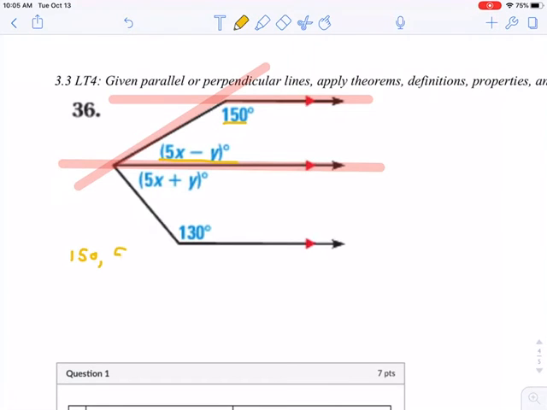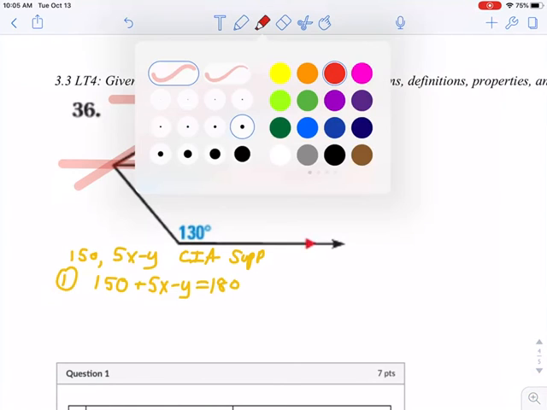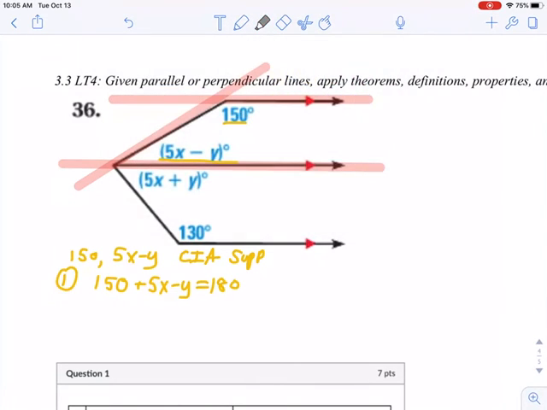150 and 5x minus y are consecutive interior angles. They're supplementary. So I'm going to set up my first equation as 150 plus 5x minus y equals 180. Remember, you can't specifically solve for any variable and get a number, because there's two of them.